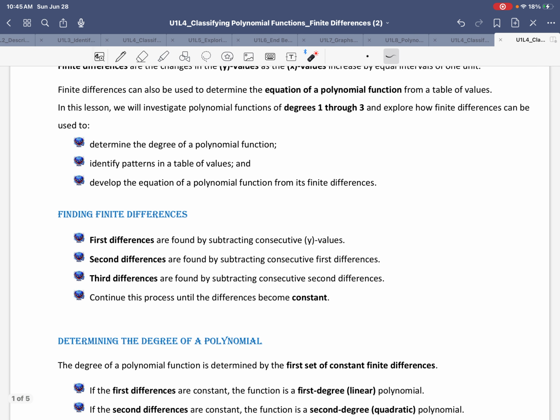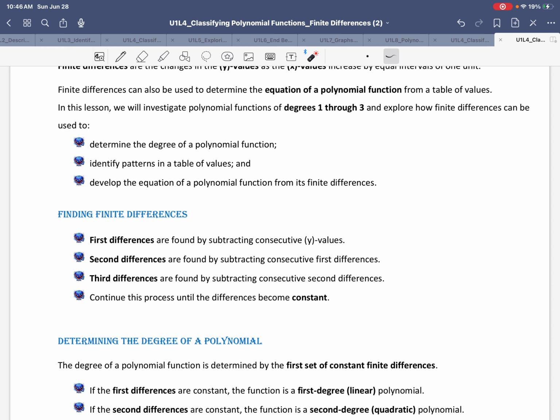Now, to determine finite differences, we start with the first differences, which are found by subtracting consecutive y values. Second differences are found by subtracting the first differences, so they're the differences of the first. And third differences are the differences of the second differences. We can continue this process until the differences become constant, or we should say when the differences stop changing, or finish their change. And this is, by the way, where the word finite is rooted in.